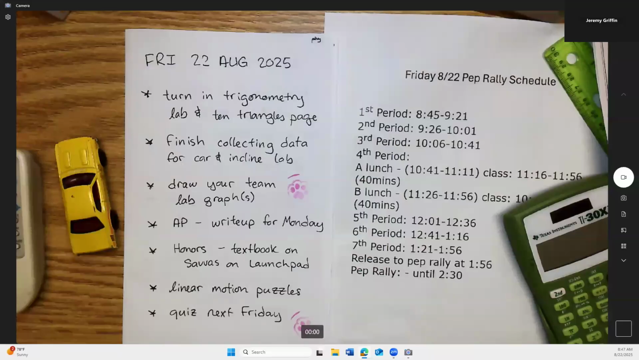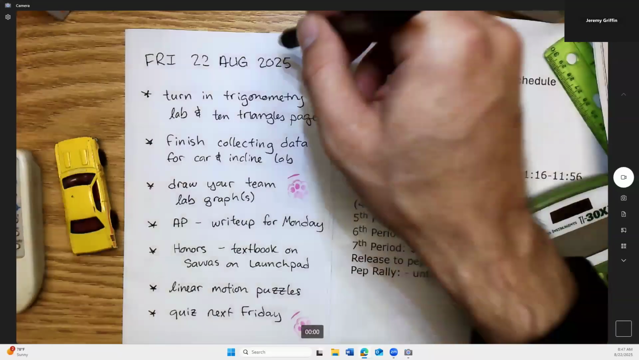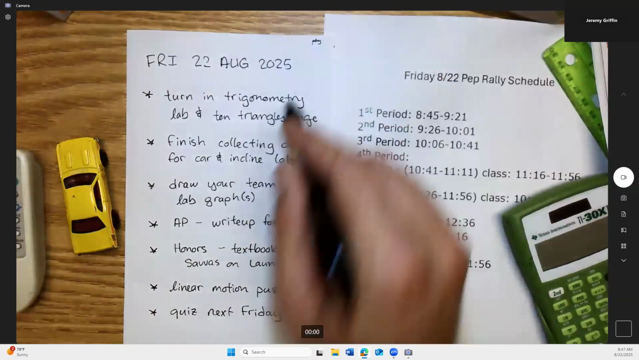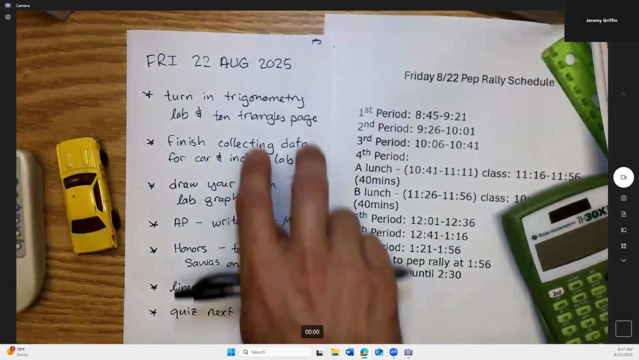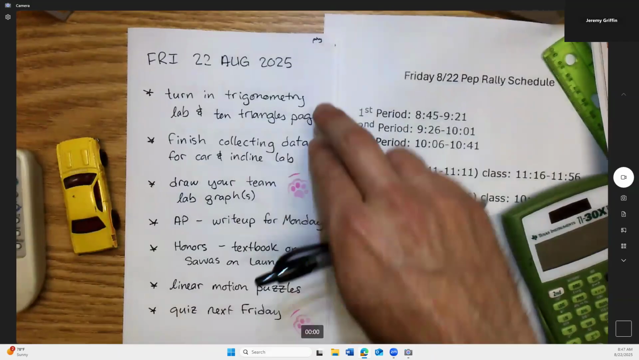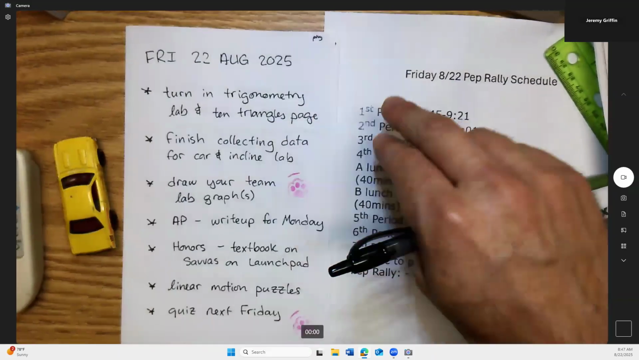Recording is rolling. It is Friday, August 22nd. That trigonometry and 10 triangles page, a lot of you guys just turned it in. You see this gray tray right here? A bunch of guys just turned that into the gray tray. I'll be grading those over the weekend. It's two separate assignments that will show up in your focus.